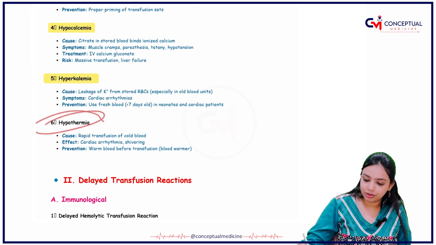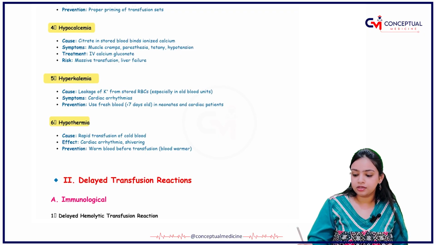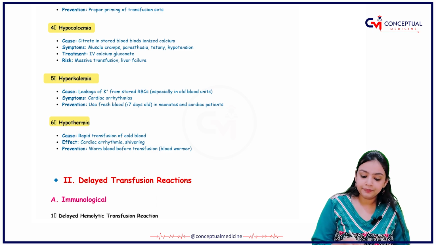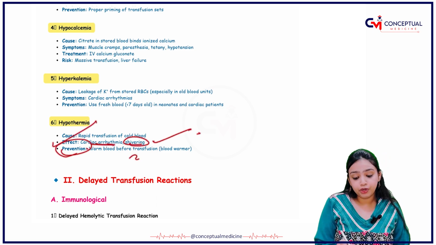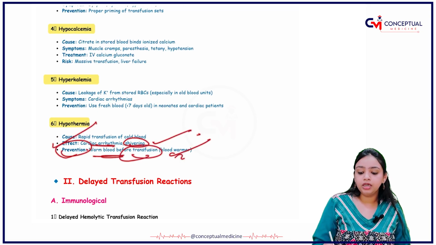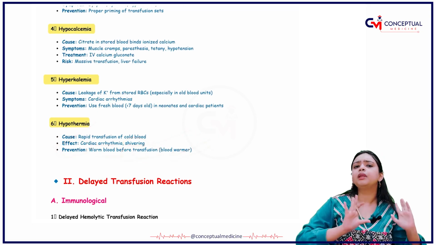Next is hypothermia. Now, what are the causes of hypothermia? There is rapid transfusion of cold blood. The effect is cardiac arrhythmia and shivering. How will you prevent it? You have to warm the blood before the transfusion. Mainly you have to give the blood warmers.